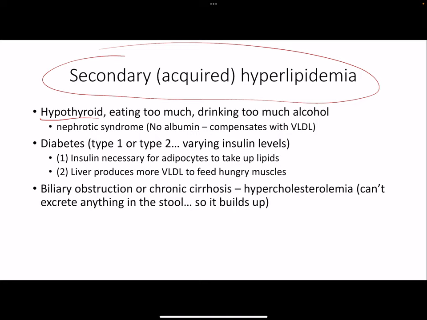If you're decreasing your metabolic activity, you're probably not burning your fat. You're going to accumulate fat, and it's not needed as much. I'm sure it's more complicated, but that's how I thought of the link there. You just eat too many brownies, too much fried chicken.